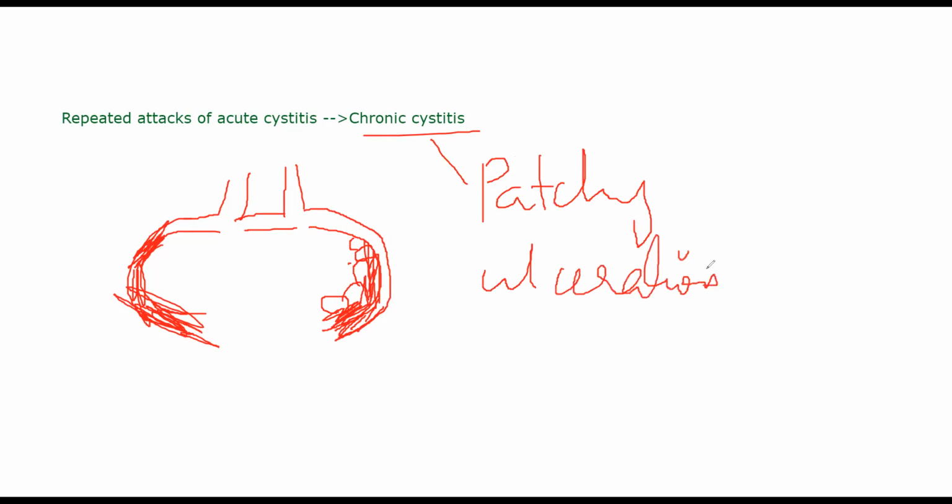Patchy ulceration means, let's suppose this area is getting an ulcer. Let's suppose I use blue. This area is getting an ulcer, this area, this area, and this area as well. They are occurring in patches. Or it can be in such a way as well. Let's suppose it is occurring in this way, over a large area. These are all ulcers that are accumulating together and causing severe damage.